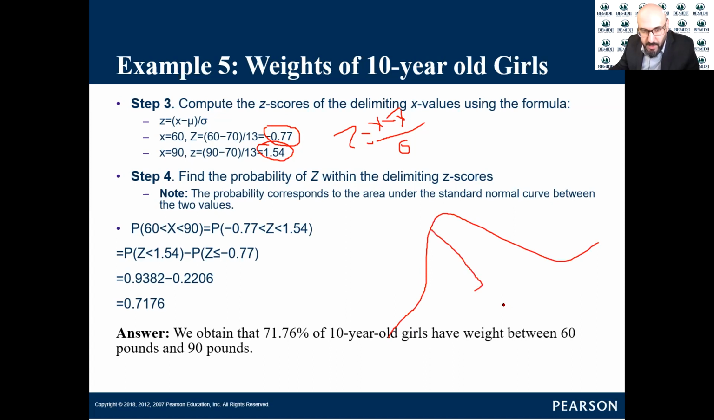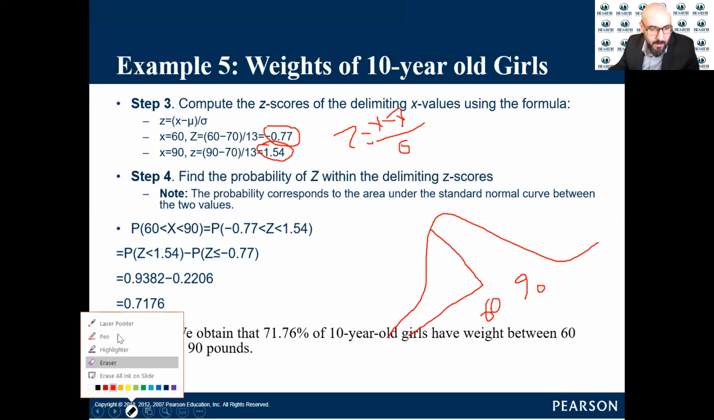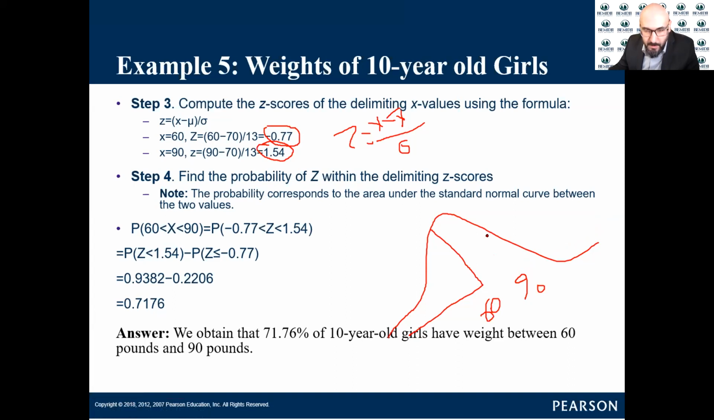And now if we create the normal curve, here's the normal curve. From here to here, that would be the 60, and from here to here would be the 90. Okay, so that's the 90 here. So we're trying to find the area here. Again, this is just a rough estimate to give you an idea.